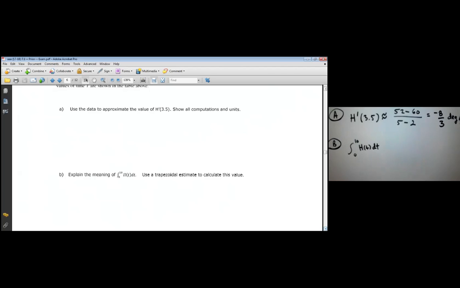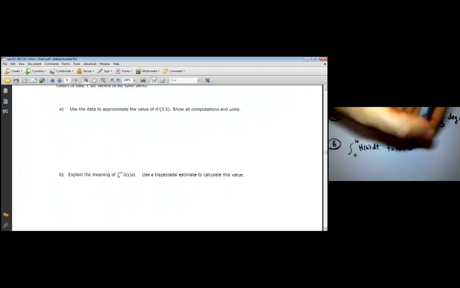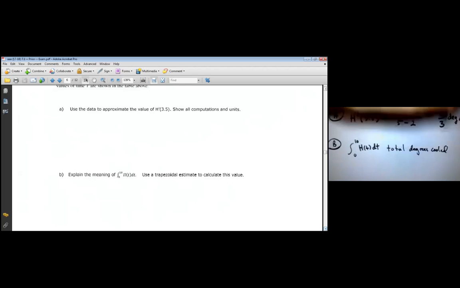So explain the meaning of this. So h of t dt from 0 to 10, it's the total. What is that going to stand for? The total degrees that it cooled off. It's the total number of degrees that it cooled. We're talking about a total amount, and this particular problem is talking about the total amount of degrees that it's cooling off.